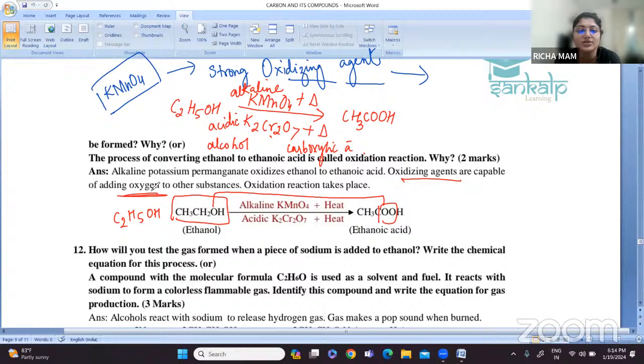So alkaline potassium permanganate oxidizes your ethanol to ethanoic acid. And oxidizing agents add oxygen to other substances, thus an oxidation reaction takes place, right? So this is the reaction you have to mention. I hope this is clear.